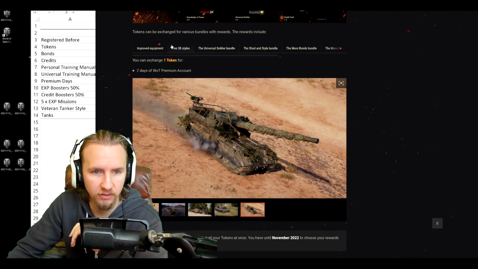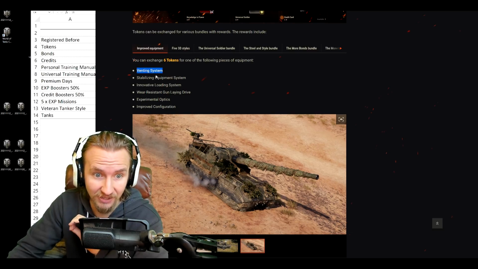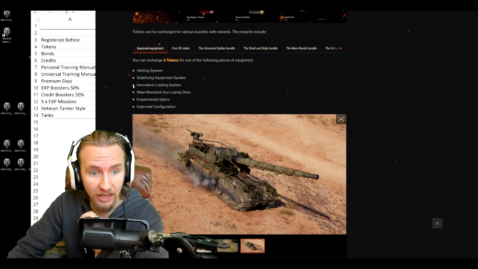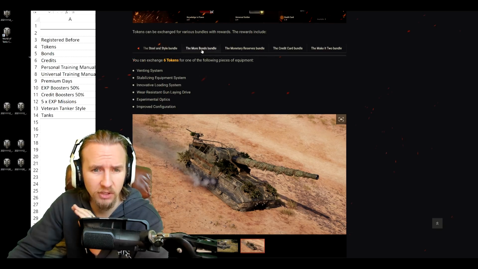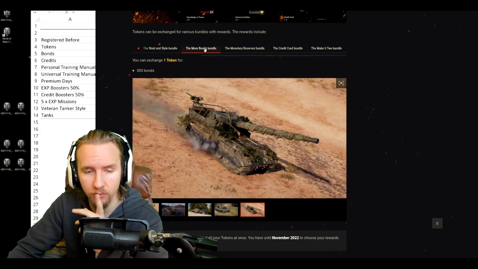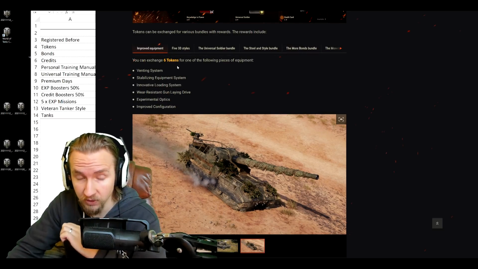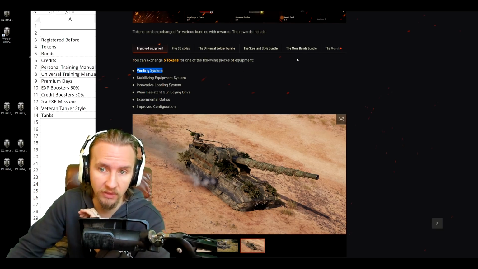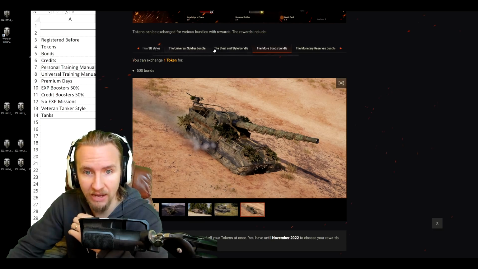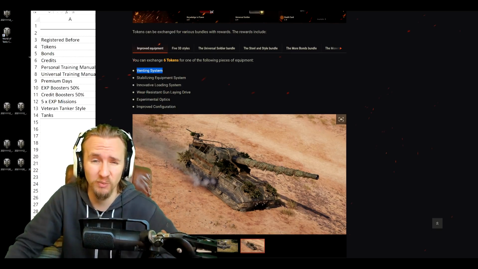But let me break it down for you. So firstly, you could change 6 tokens for a piece of, I presume, bond equipment. Venting system, stabilizing equipment system, innovative loading system, yada, yada, yada. Or alternatively, you could change the tokens individually for 500 bonds. Now, that seems like a much better deal to buy a piece of bond equipment when you think about it, because a venting system, I believe, is usually 5,000 bonds. But if you were to spend the tokens on the more bonds bundle, you'd only get 500 bonds for them. So it's definitely worth, if you really want bond equipment, to maybe consider spending your tokens there.